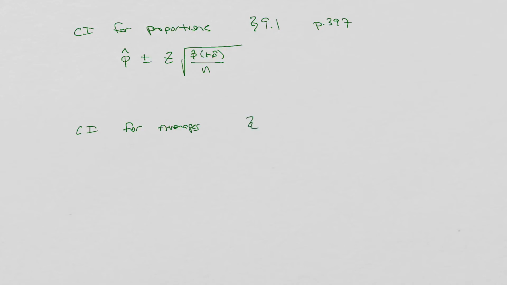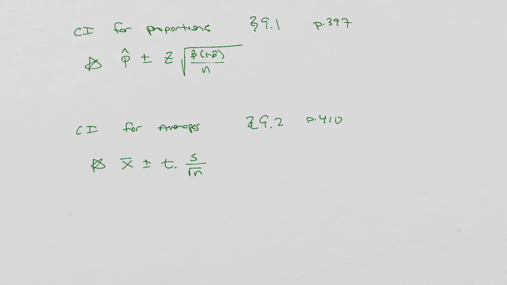Right. If I want to find a confidence interval for the means or for the averages, right? So in other words, section 9.2 stuff, right? Then those confidence intervals are found on some page 410, and that is x bar plus or minus the appropriate t-score times the standard deviation over the square root of n. Okay. So these are the formulas that you're going to have to know.